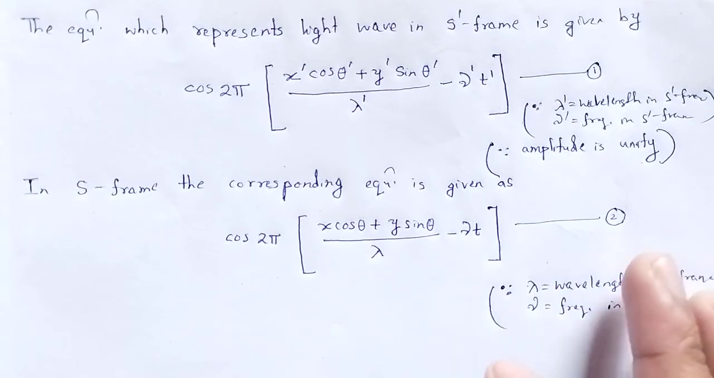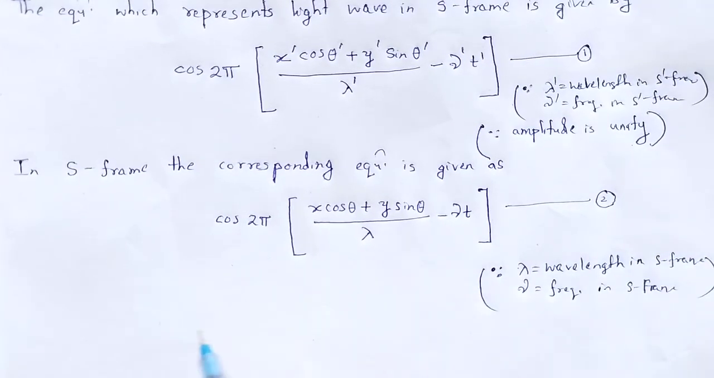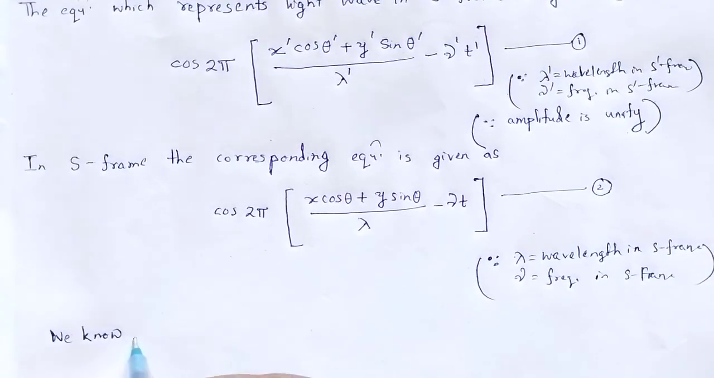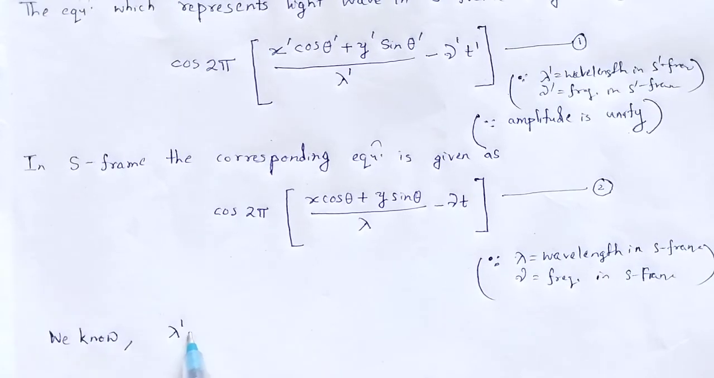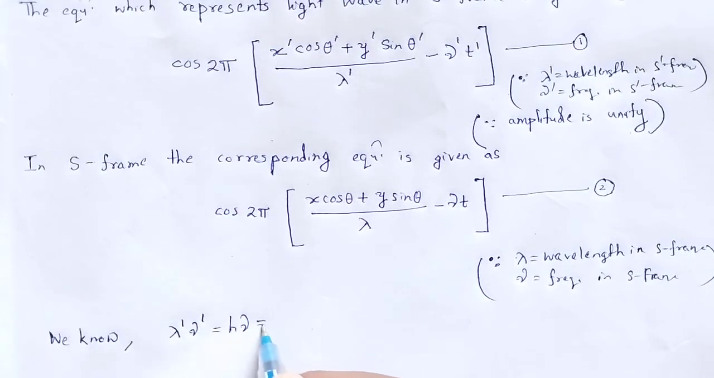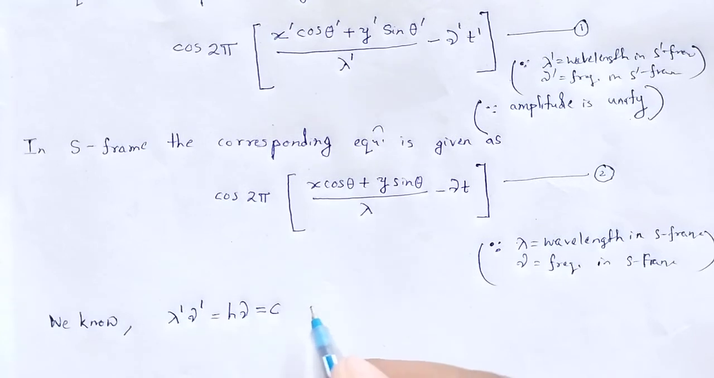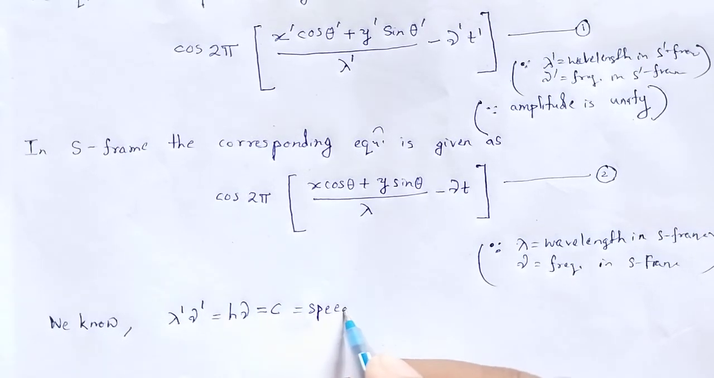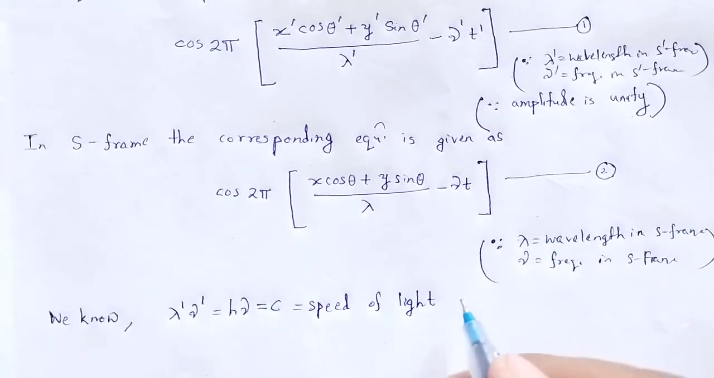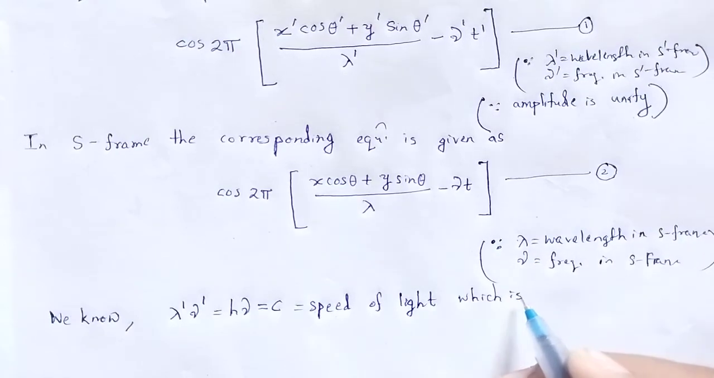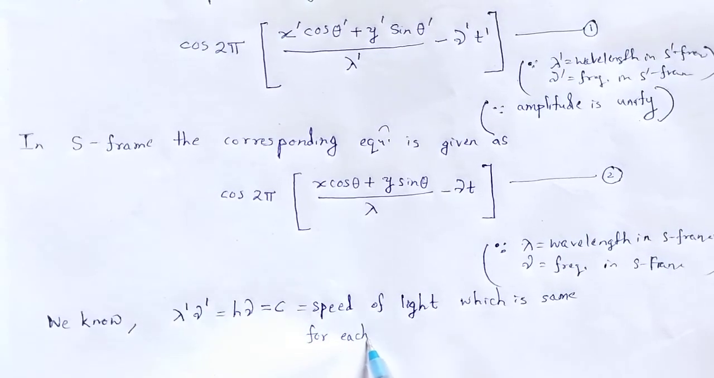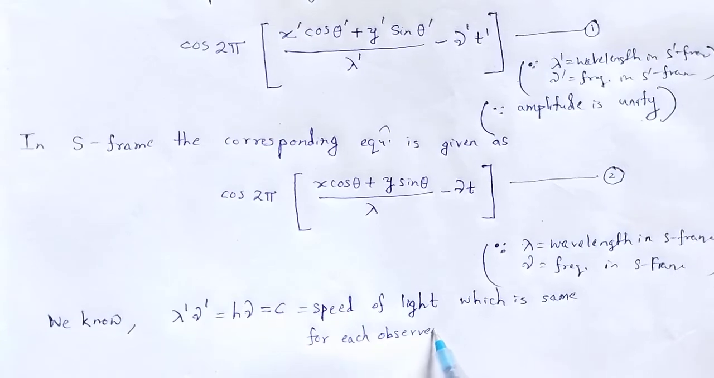And we know a relation: lambda dash nu dash is equal to lambda nu is equal to c, that is the speed of light, which is the same for each observer, that is, constant.